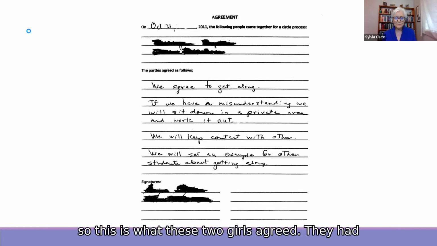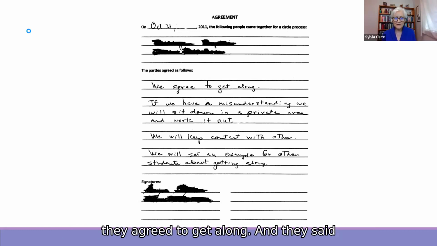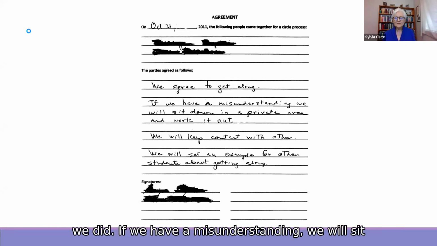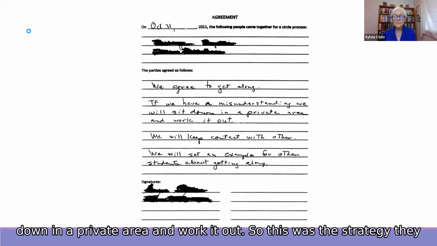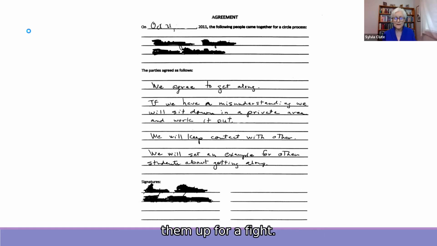And so this is what these two girls agreed. They had been friends before this breach occurred. So anyway, they agreed to get along. And they said, the second one was in many of the agreements we did: if we have a misunderstanding, we will sit down in a private area and work it out. So this was the strategy they repeatedly came up with for how they were going to get out of the kids manipulating them and setting them up for a fight.